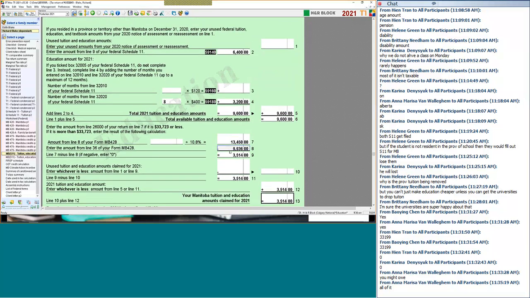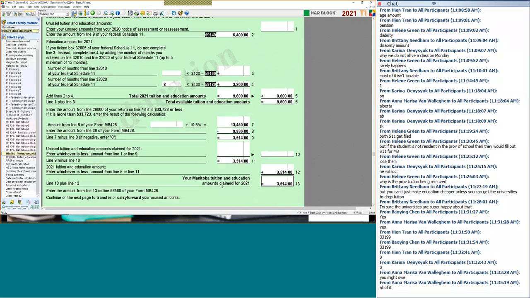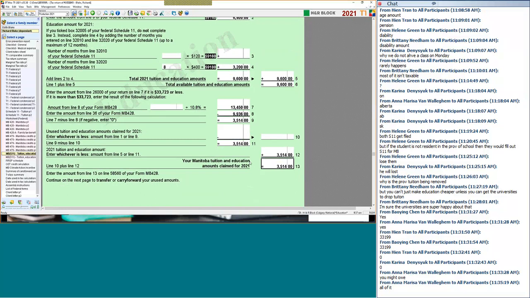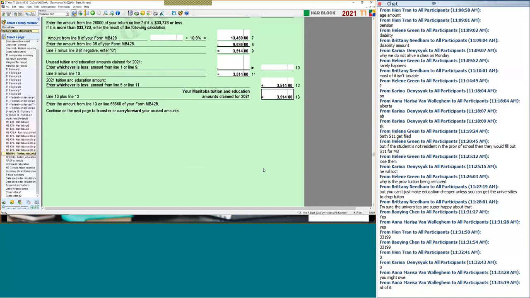However, we only get to reduce it by his provincial credits, and we don't have high provincial credits in Manitoba, so he needs to use some of his provincial credits tuition this year. He has to use $3,514 this year. Okay? Because he has to use $3,514 this year, we're going to have to see how much is left over for him to claim. So we're going to use some of this on his provincial form. I will show you where that is in a minute.